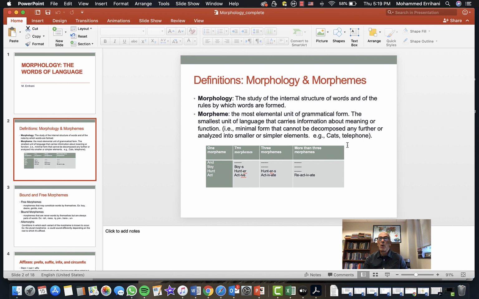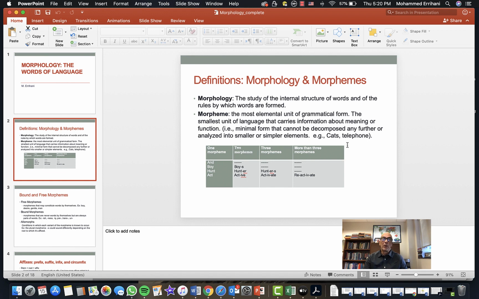Now, the most important component of word structure is what we call the morpheme. And the morpheme is the smallest unit of language that carries information about meaning or about function. And what we mean by function here is grammatical function, which we will see in a minute. Therefore, a morpheme is the most elemental unit of grammatical form. In other words, it is the basic element of meaning, a phonological form that is arbitrarily united with a particular meaning, and that cannot be analyzed into simpler elements. So the meaning of a morpheme must be constant.